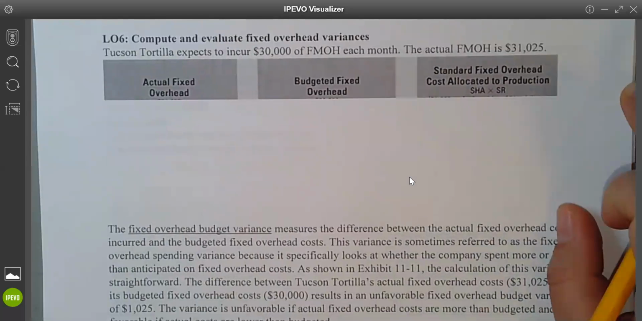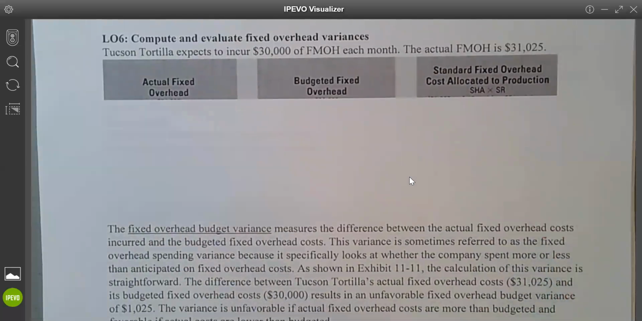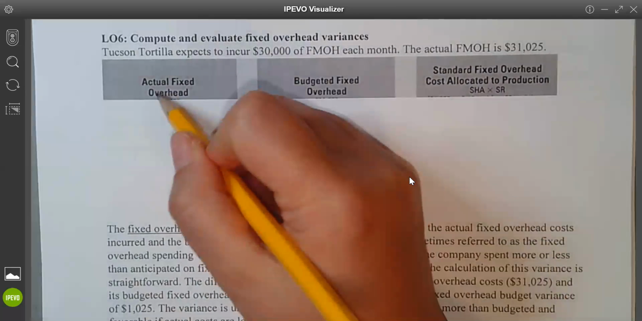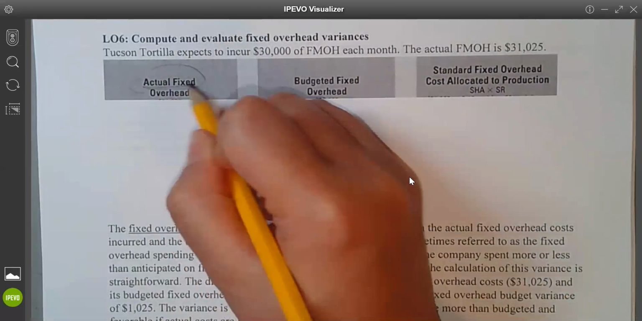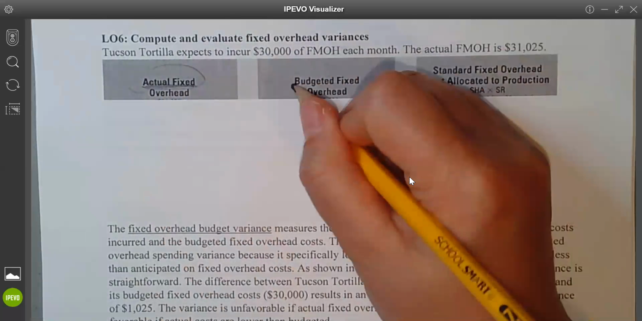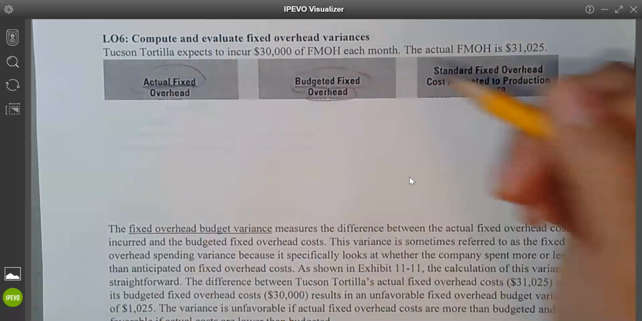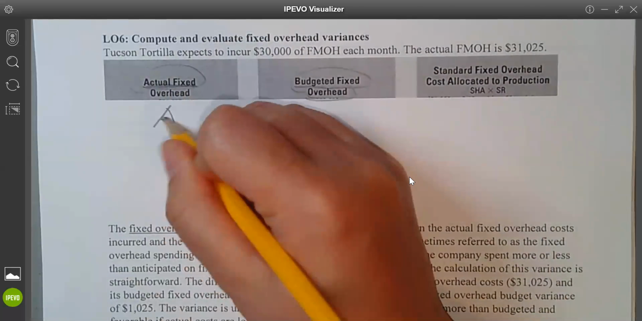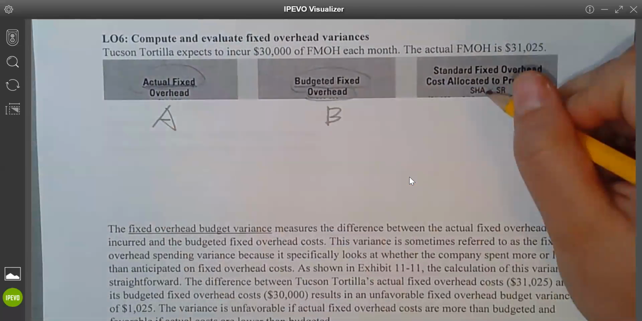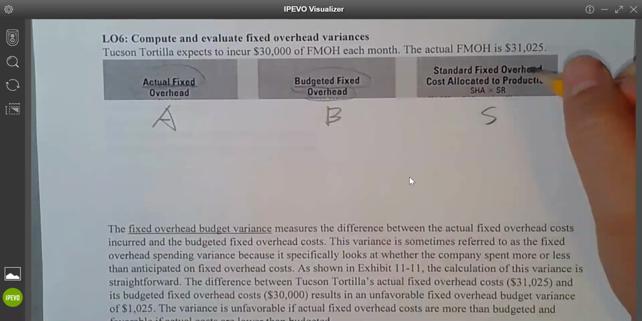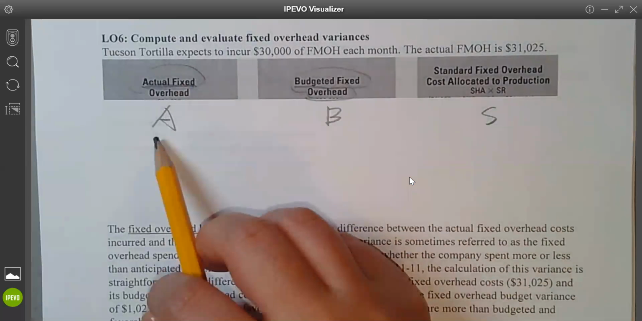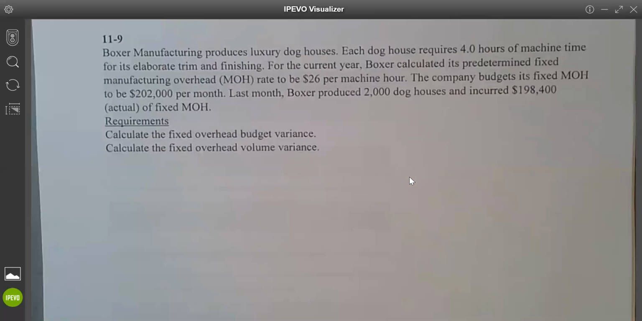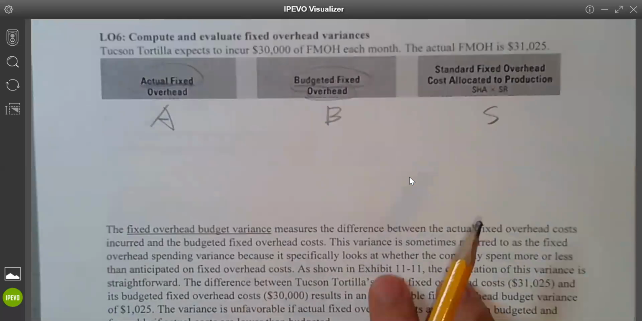I think it's actually easier, because all you need to know is you have the actual. You don't need to calculate. Most likely it will tell you your actual, and then your budgeted fixed manufacturing overhead. So it's your actual and your budgeted, and then you also have your standard fixed manufacturing overhead cost allowed for production. Okay, so let's look at this one, and then we will do a practice in the next video. Don't worry too much.